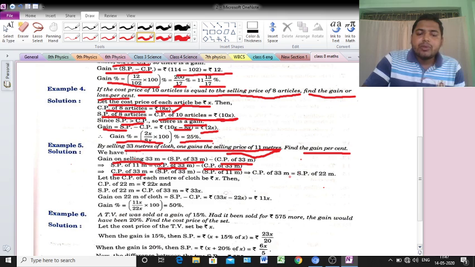Minus SP of 11 meter. This SP of 11 meter was here in left hand side. Bring it to right hand side, the sign will be changed: minus SP of 11 meter. Okay.